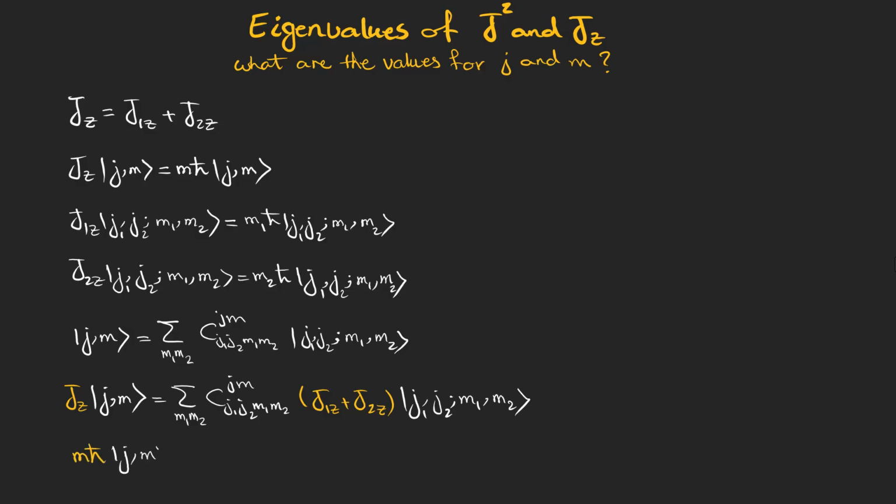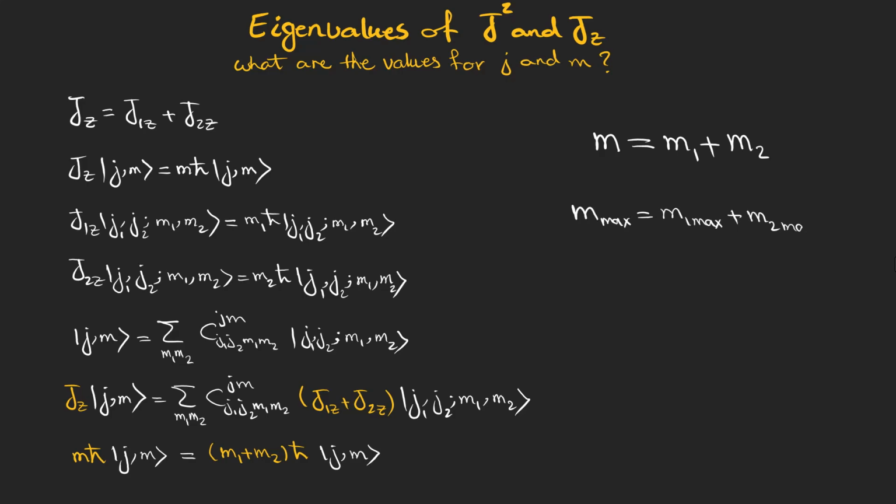By using their eigenvalue equations, we can write this equation. So m is equal to m1 plus m2, and the maximum number of m is j1 plus j2, which are the maximum numbers for m1 and m2. We also know that the maximum number of m is j. So the maximum number of j is also equal to j1 plus j2.